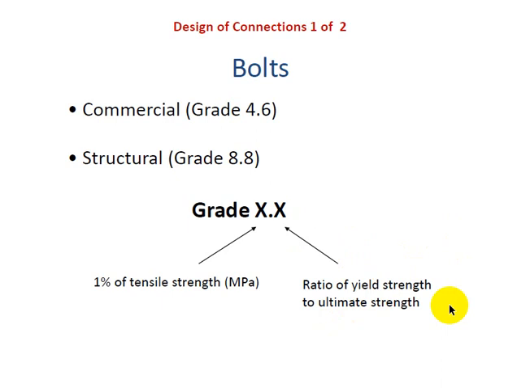So when you take 8.8, it means around 800. It does not mean exactly 800. It usually means 830, but it depends. You have a schedule, but by 8 we mean around 800, so it's 820, 830 or something. And by 4 we mean 400 and something. So we're going to have a look at the table, and you can understand it later when we make a design.